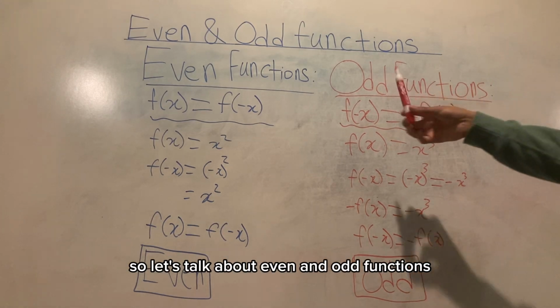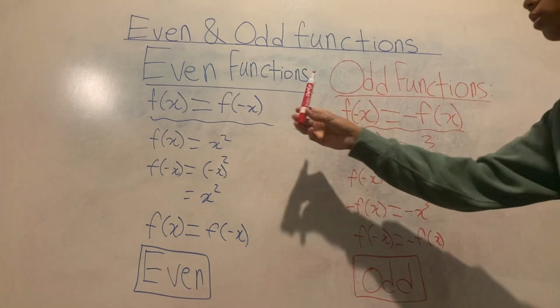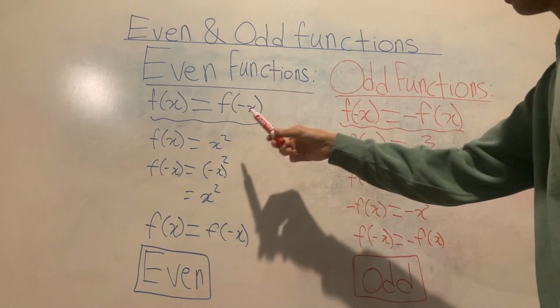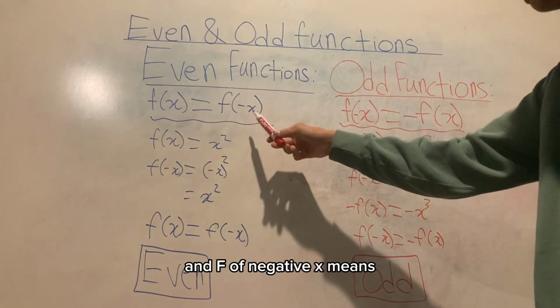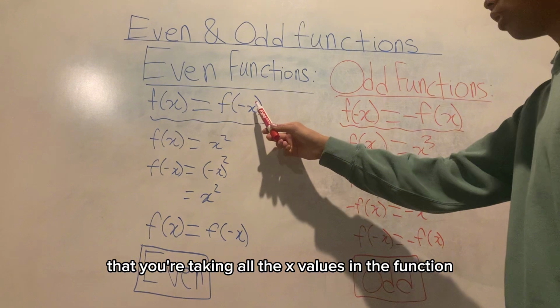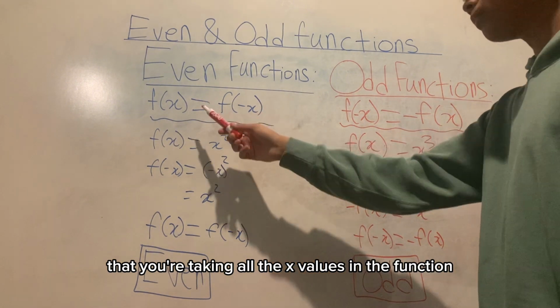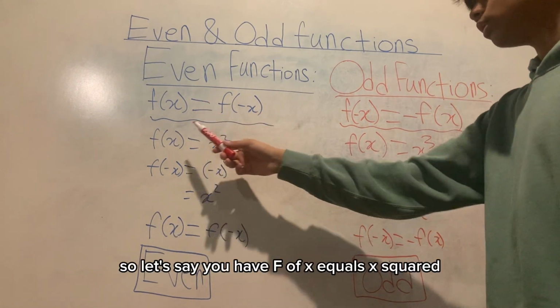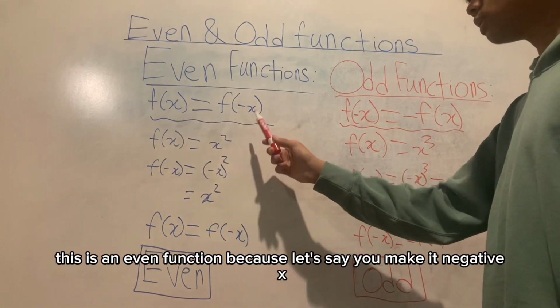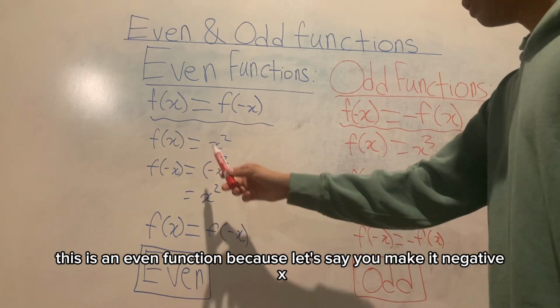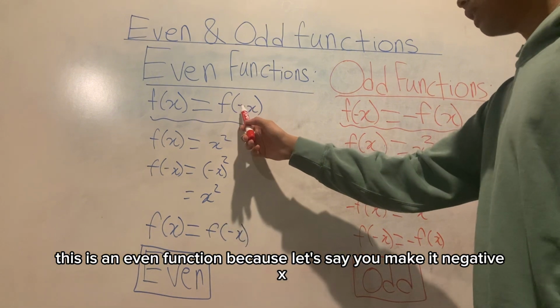So let's talk about even and odd functions. When a function is even, f of x is also equal to f of negative x. And f of negative x means that you're taking all the x values in the function and you just turn it negative. So let's say you have f of x equals x squared. This is an even function because let's say you make it negative x.